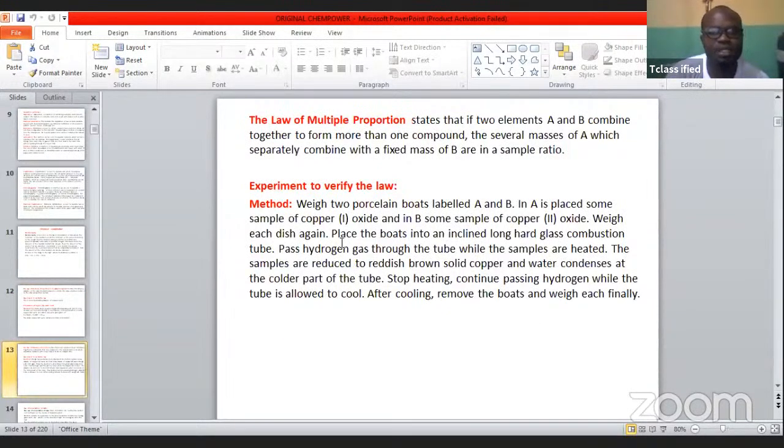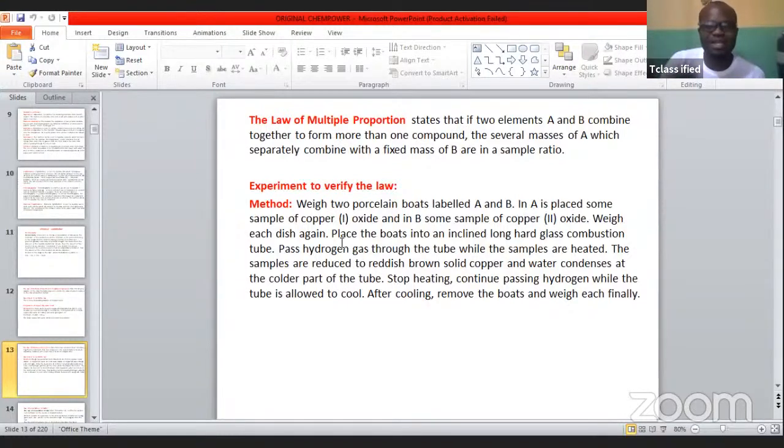These are not as important as the laws themselves, okay? So the laws are very, very important because they are what is going to be coming out in your exams. So let's look at the second very important law, and that second law is the law of multiple proportion.